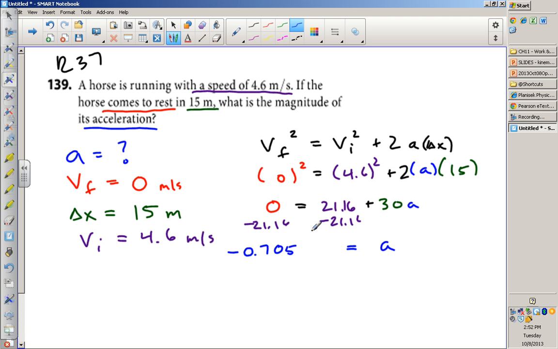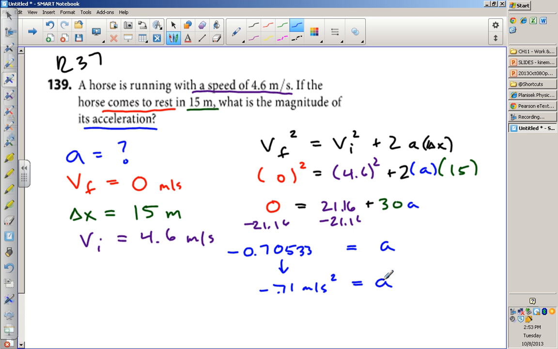Is there more than that? Okay. Was it negative? Okay, well, let's talk about why it's negative. First, it's negative because we subtract this negative over here. But more importantly, in terms of the motion, what is this horse doing? If it ends up at 0, physically that horse is slowing down, right? So we should end up with a negative value. 2 sig digs in 15, 2 sig digs in 4.6. Don't worry about the 0, that doesn't count. So we should round this to negative 0.71 meters per second squared.